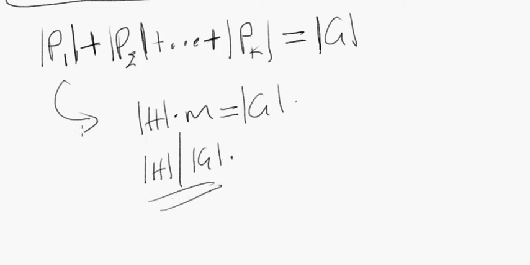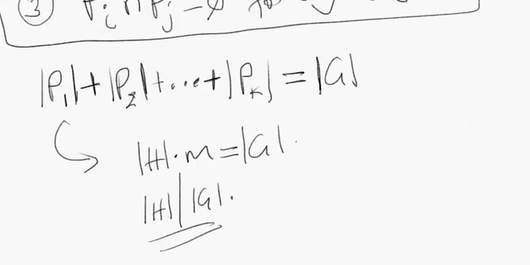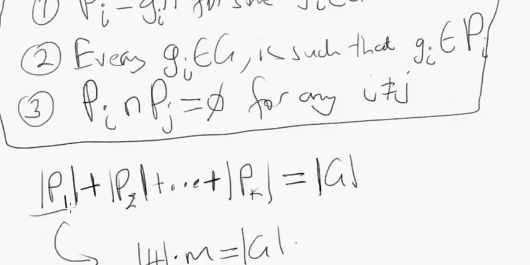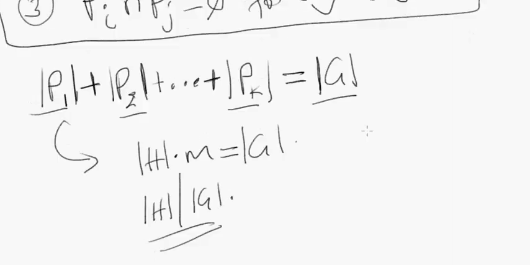So see if you could see why these three conditions being true implies that the sum of the cardinalities of the partition will equal the cardinality of the group, and that implies that necessarily there exists some m, an element of the natural numbers, for which the cardinality of H times m equals the cardinality of G. And why from there we can conclude that the cardinality of H divides the cardinality of G.